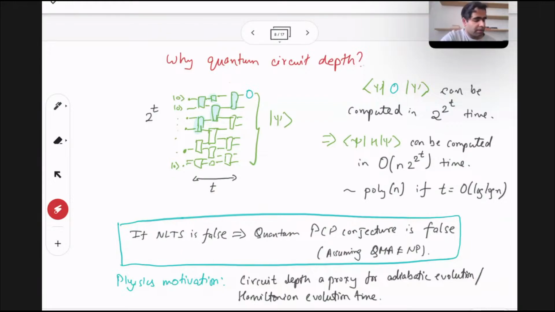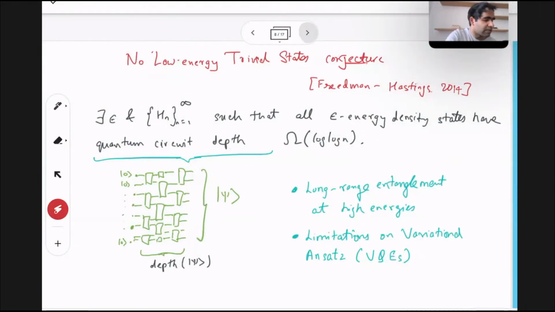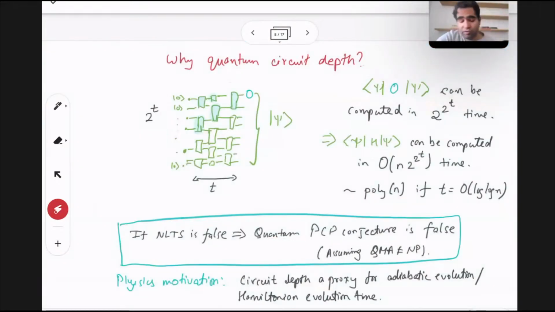In fact, I will not explain this point, but just a quick mention is that if NLTS is false, if this conjecture posted here was false, then this famous quantum PCP conjecture would also be false. A quick remark is that shallow circuits are also very interesting from a pure physics point of view, because circuit depth is often a proxy for adiabatic evolution. If you're thinking of phases of matter where you want to connect one phase of matter with another using a shallow circuit, using a short time evolution, often short time evolution can be thought of as a shallow circuit for all practical purposes. And our proofs also apply to those.